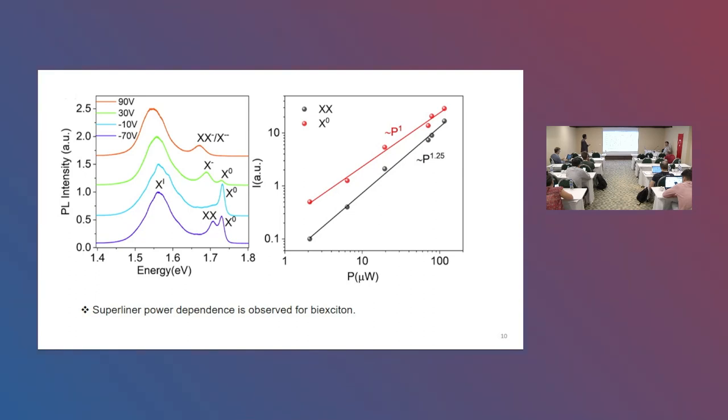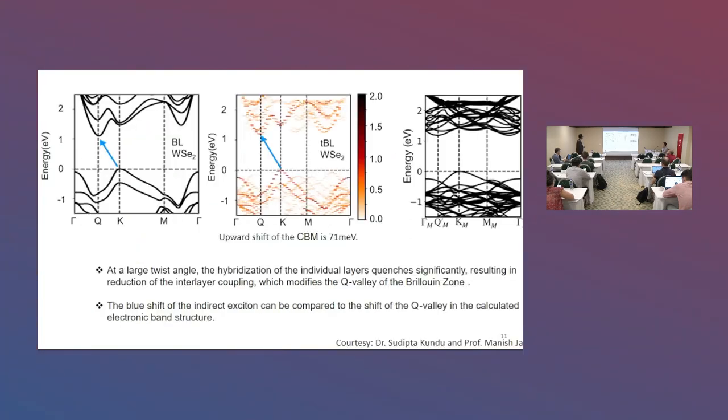So XX is the exciton. If you change the power in the microwatt range, you can clearly see it's a linear fit, okay? However, XX is not linear, it's a superlinear fit, and it's already theoretically predicted, and many papers are there. If it's a superlinear fit, there must be many charged particles. So that's why it's an indirect confirmation that it's a bi-exciton, okay?